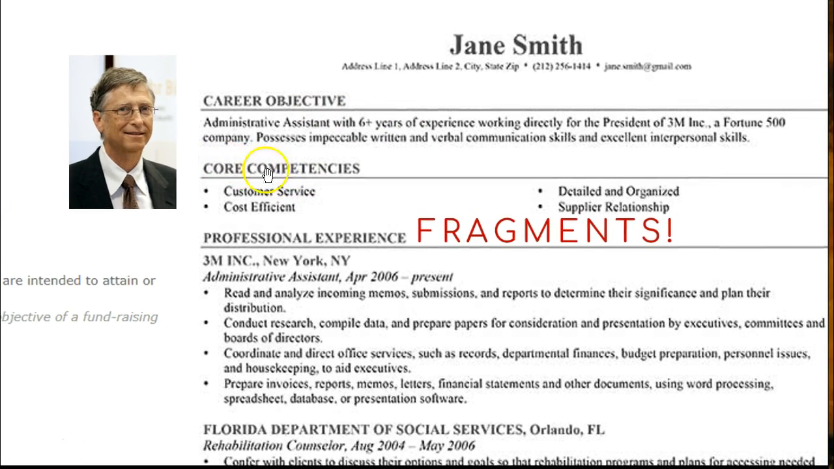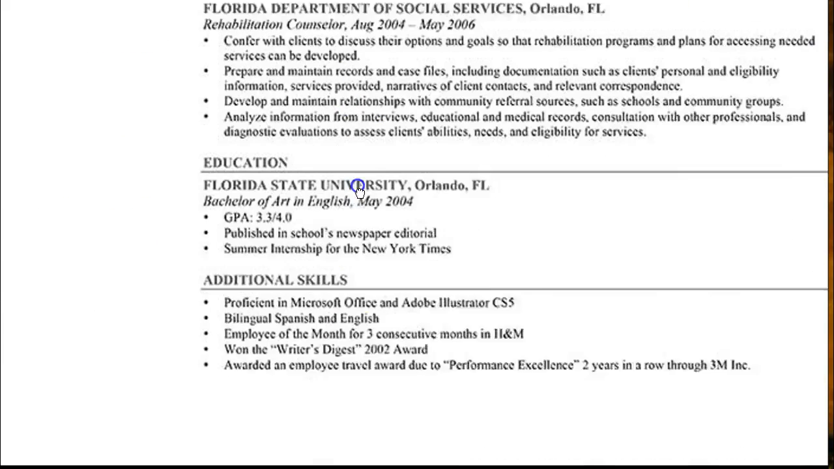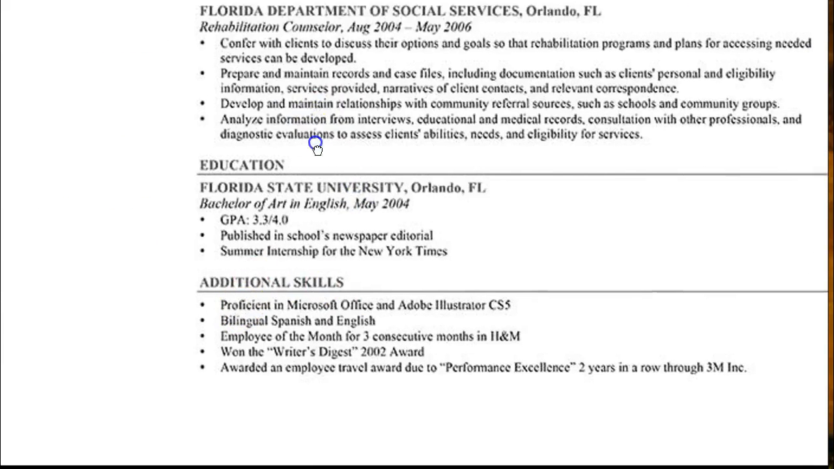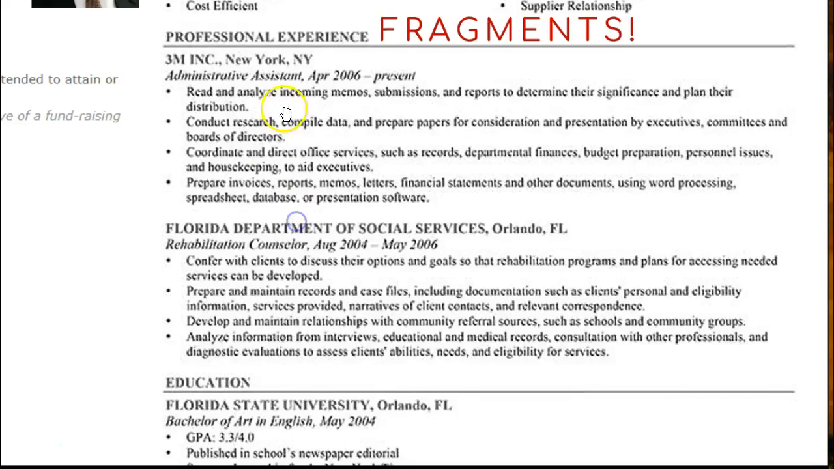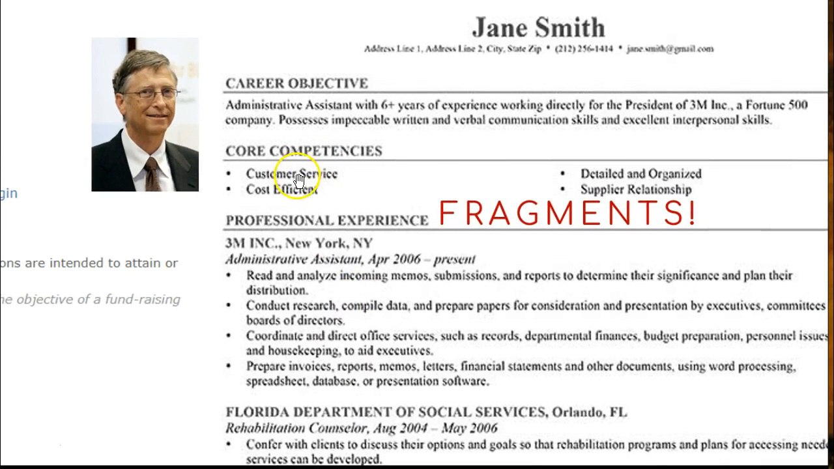One, you don't need a core competency section and an additional skills section. You should have one or the other. And one other problem we see here is this customer service bullet point: cost efficient, detailed and organized, supplier relationship. One, I don't think supplier relationship is a core competency. That doesn't make a whole lot of sense.